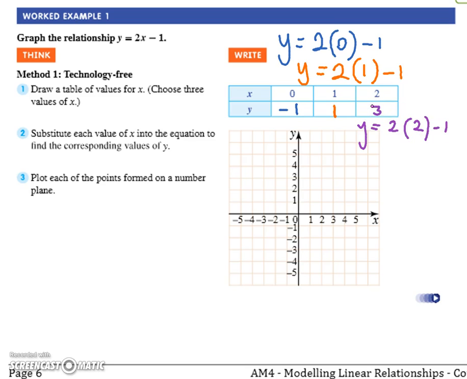Okay. Now you could just do them in your head. That's fine. Now the next thing you do is you plot the points. Do you guys remember how to plot points? Yes. Okay. 0 minus 1.